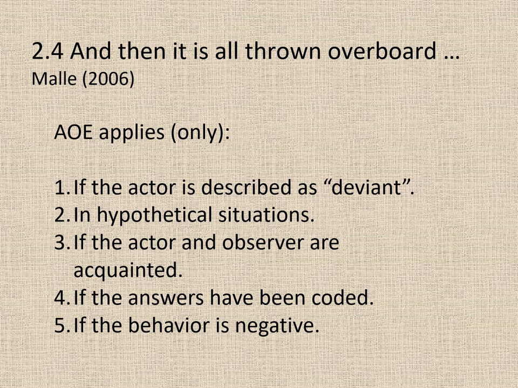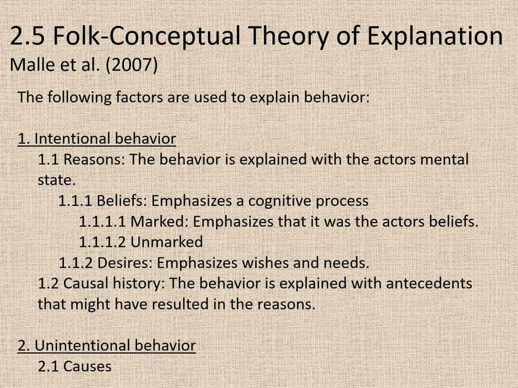Malle and colleagues present their own theory of attribution, a full conceptual theory of explanation. Okay, how much should I say about this? I'll say a few things. They present these possible explanations for behavior, intentional or unintentional. Let's focus on intentional behavior. Intentional behavior might be explained with reasons or causal history. Reasons: people have reasons for what they do. I did this because of. And causal history is more that you explain people's behavior with factors that led to the reasons.